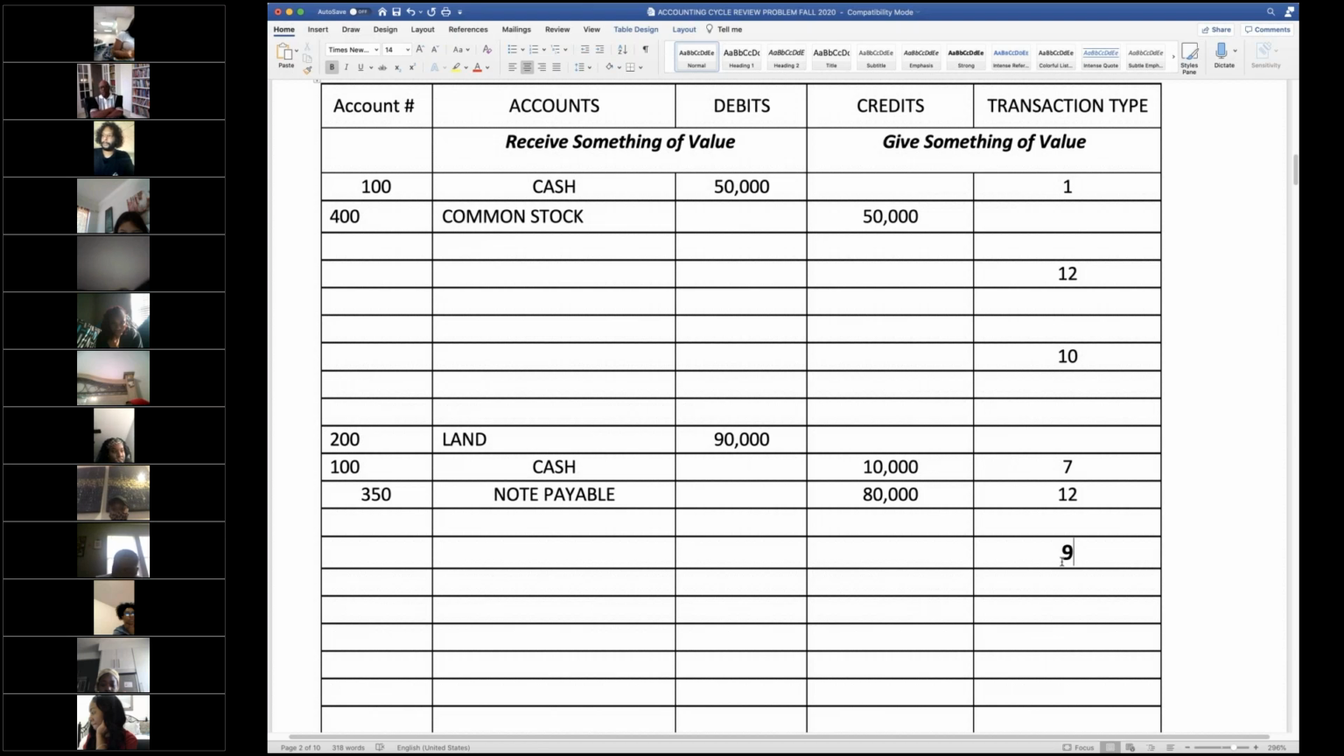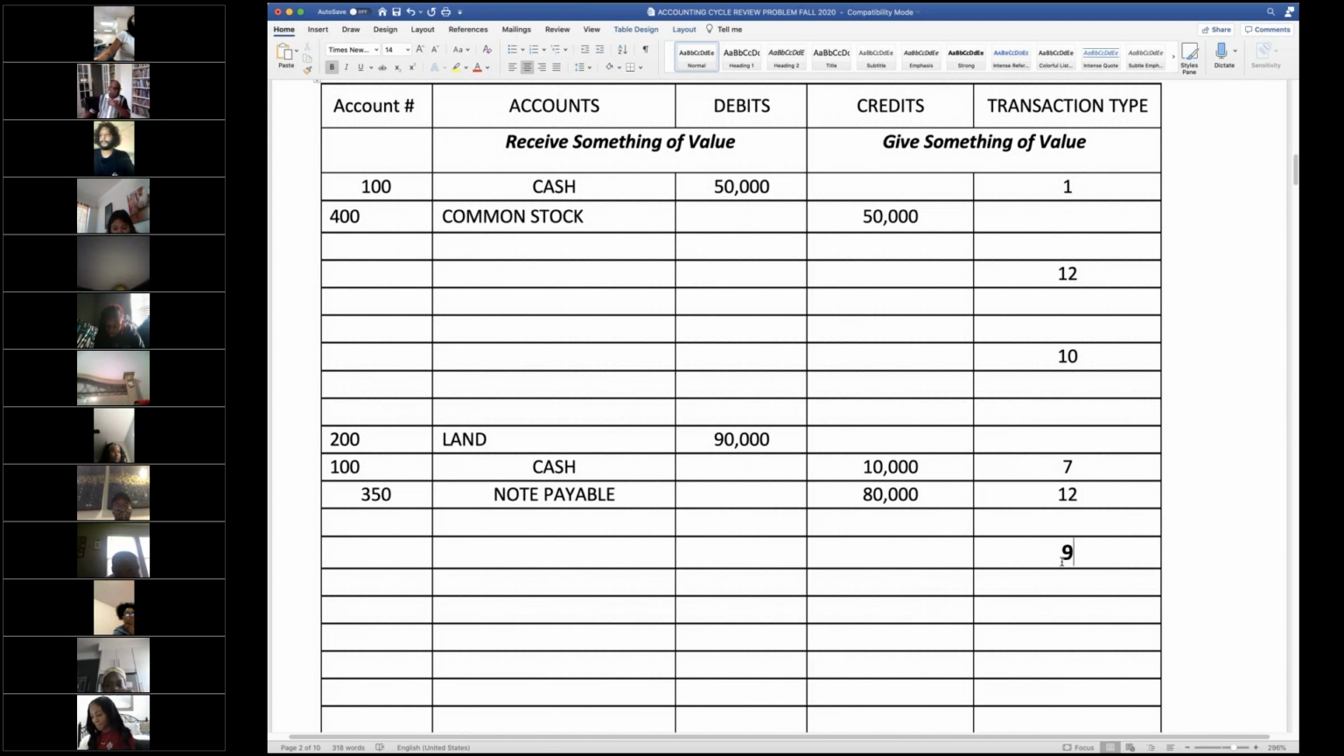Whenever you see the word paid, it's got to be 7 through 11. 1 through 6, you got cash. 7 through 11, you paid cash out. And 12 is when you still have to pay on it. That means you still have to pay on it. 12 is where you bought it on credit.